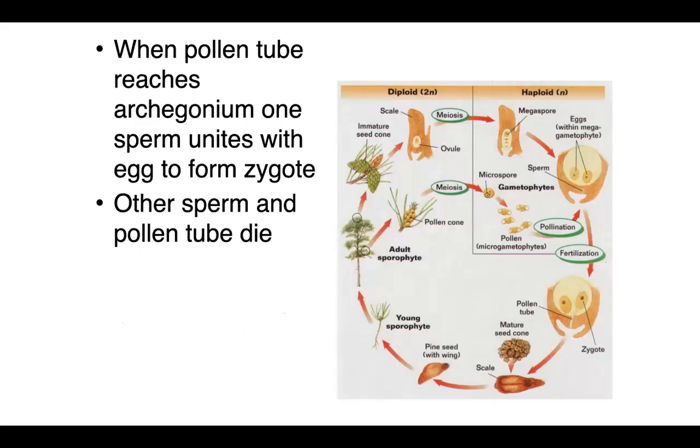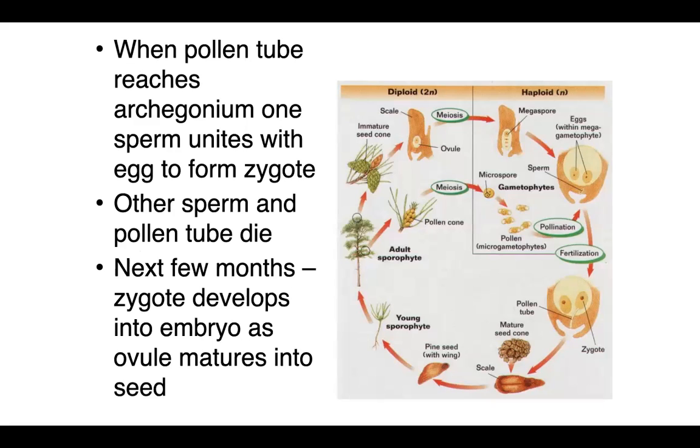When the pollen tube reaches the archegonium, 1 sperm is going to unite with the egg to form a zygote. The other sperm and the pollen tube die. Over the next few months, the zygote develops into an embryo, and the ovule matures into a seed. This is an example of a pine tree, so this is what a pine seed looks like. It has little wings on it to help carry it in the wind.